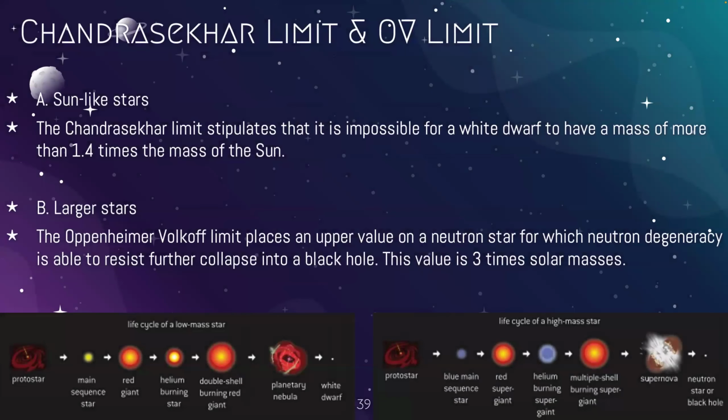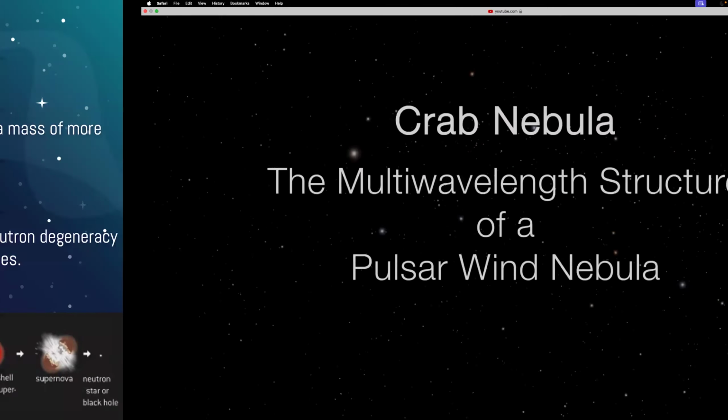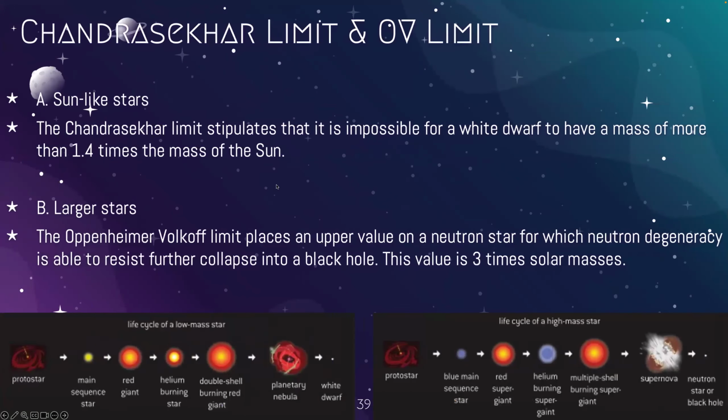So the last topic that we have is the Chandrasekhar limit and the OV limit. So what is the Chandrasekhar limit? The Chandrasekhar limit helps us understand which star will turn into a white dwarf star. It's basically a limit for the white dwarf. It stipulates that it is impossible for a white dwarf to have a mass of more than 1.4 times the mass of the sun. It sets the higher limit for the stellar mass, beyond which it will not form a white dwarf. It will form either a neutron star or a black hole. So that means it is a higher limit.